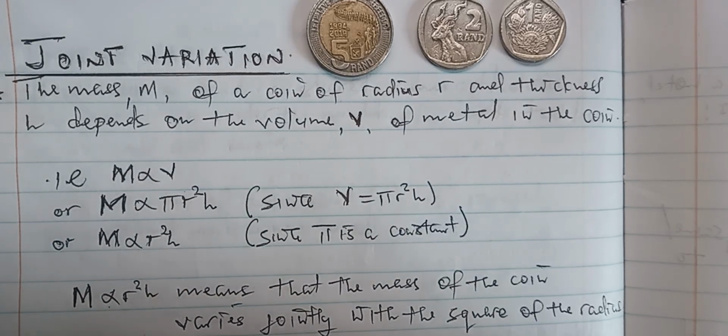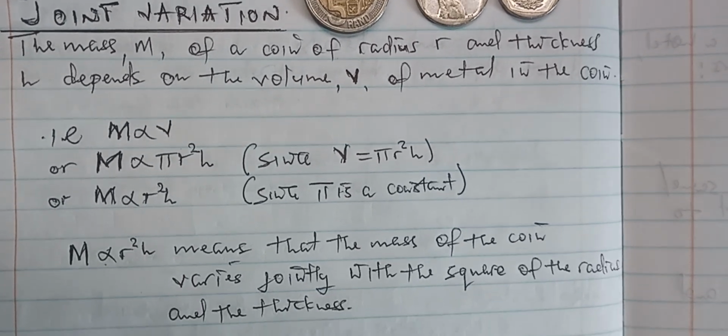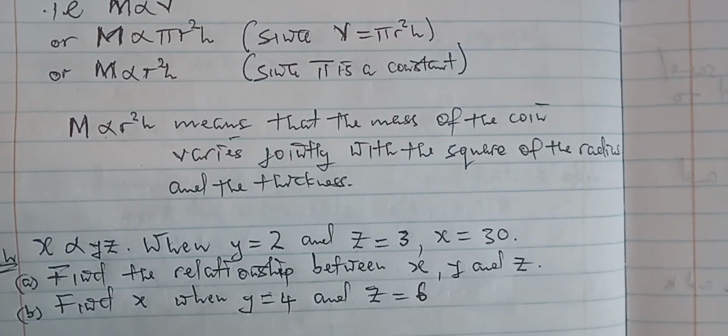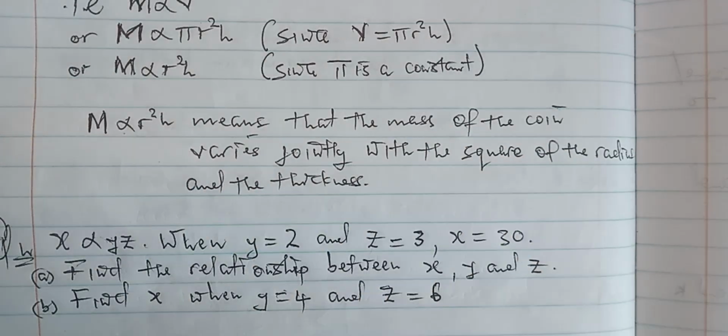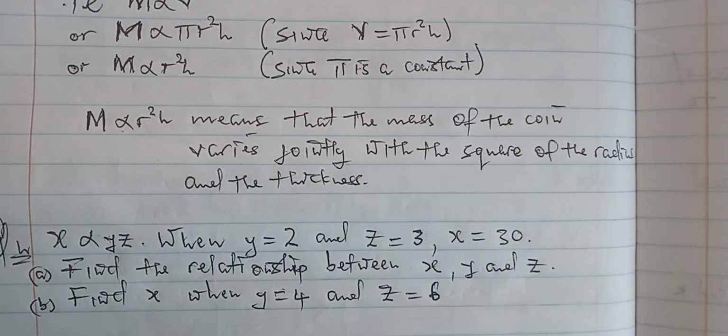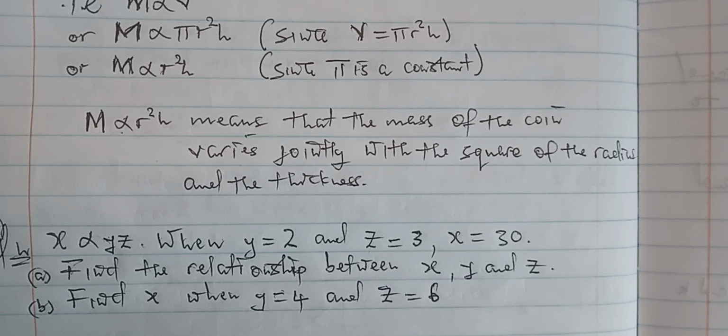So when we're looking at joint variation, another way of looking at it is looking at volume. Then we are going to have an example on joint variation so that we can get the gist of what is required. We are also going to upload more tutorials on joint variation so that we can practice more questions and get the gist of what is called joint variation.